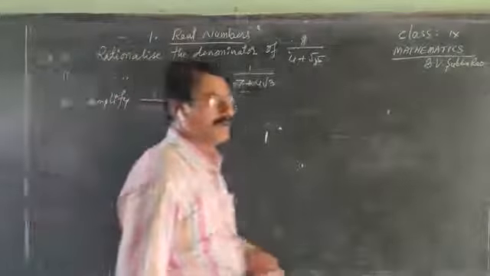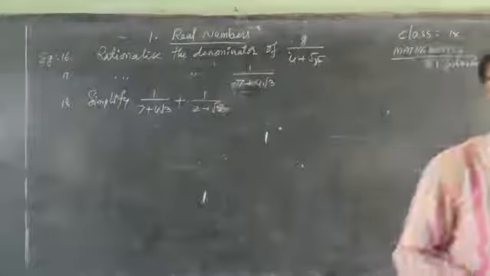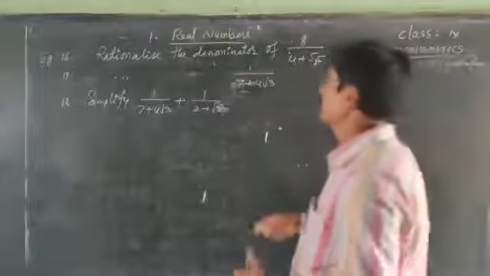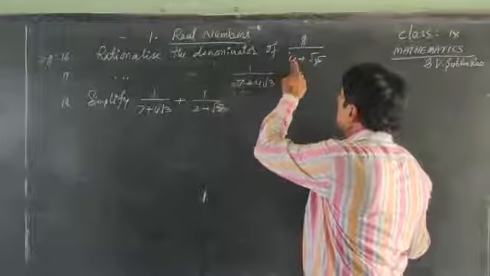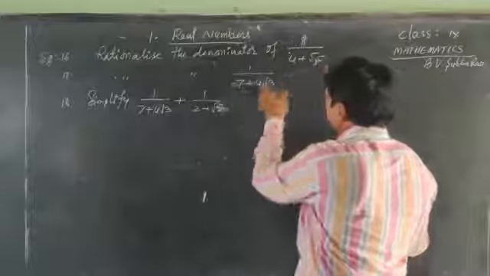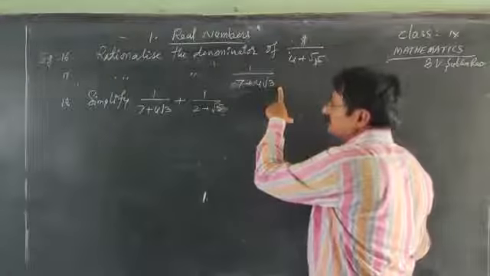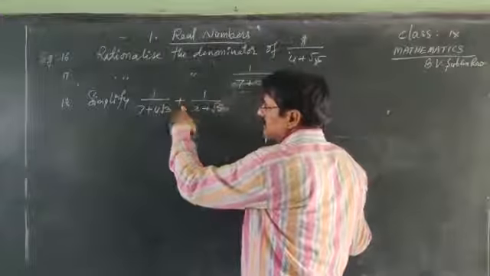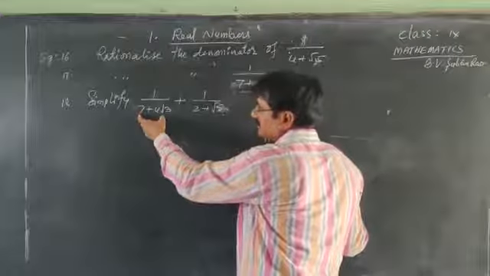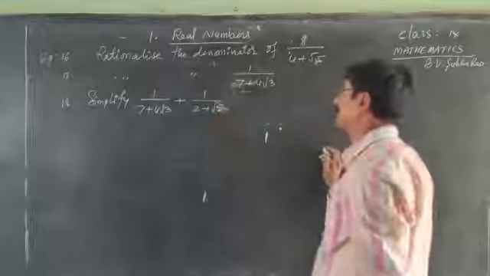It depends on the rationalizing factor. First you observe the denominator in each sum. In the sum, 4 plus root 5 is the denominator. Here 7 plus 4 root 3 is the denominator. Here two fractions are given. Each one has a denominator: here 7 plus 4 root 3, and 2 plus root 5.